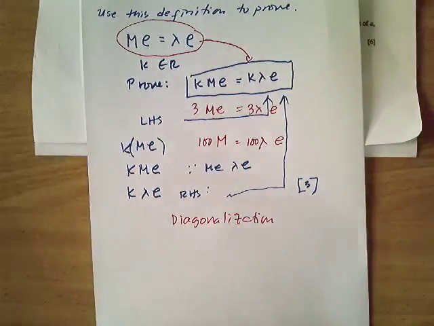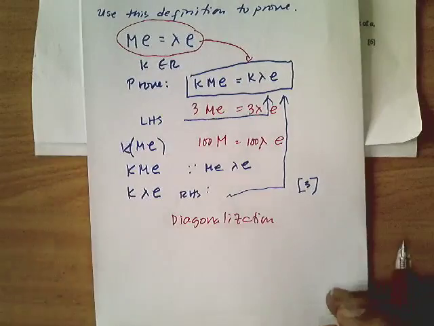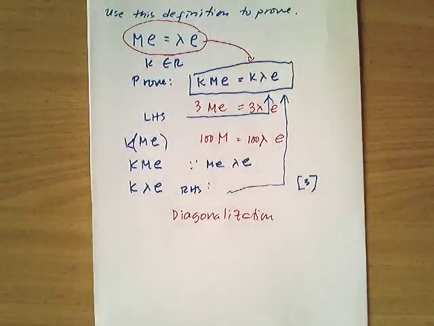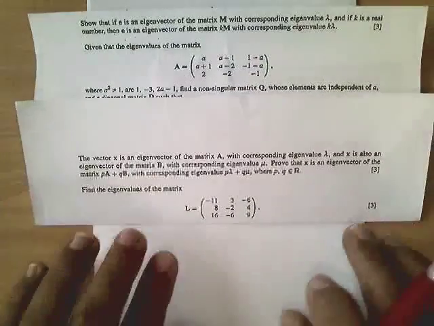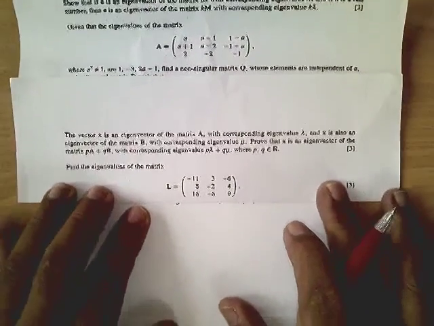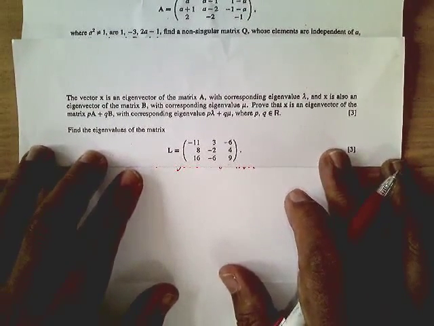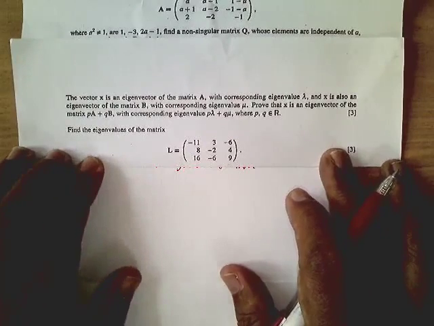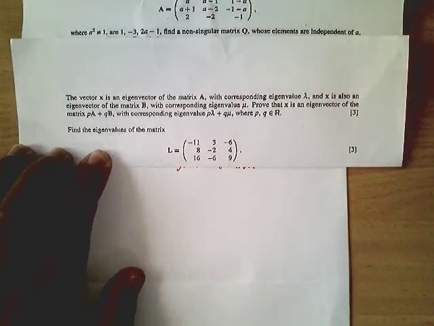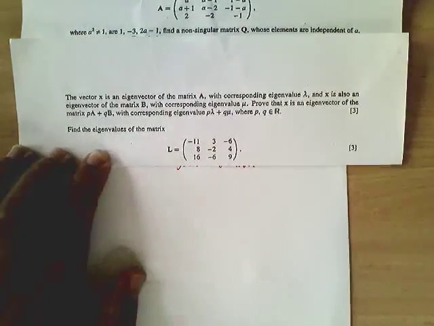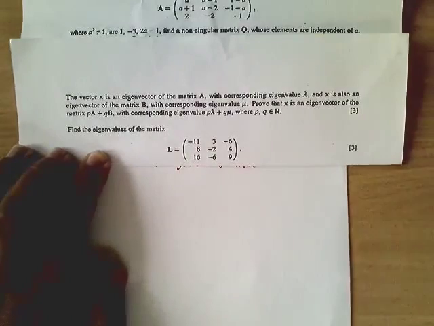However, before we proceed to this topic, let's have one more example of a proving question. After this proving question, we will have an example on how to find the eigenvalues and eigenvectors. Again, for proving, all you need to do is play with the definition and manipulate it. So, for example, the vector E is an eigenvector of the matrix A with corresponding eigenvalue lambda.